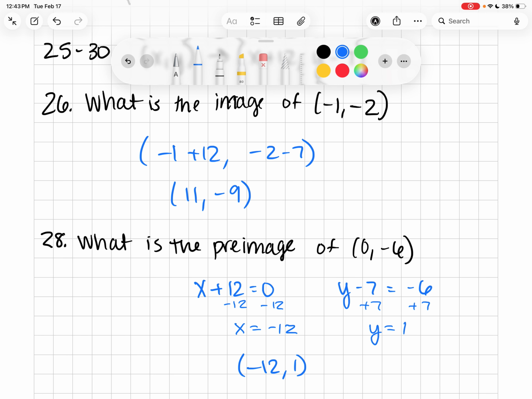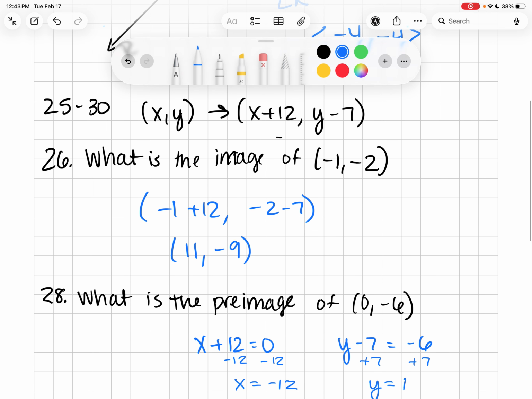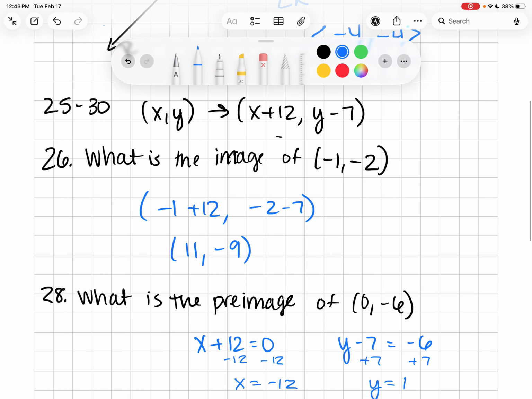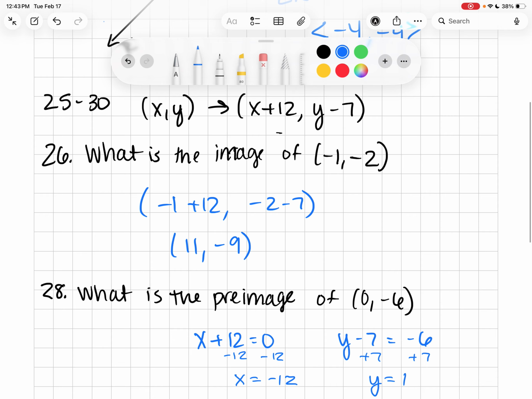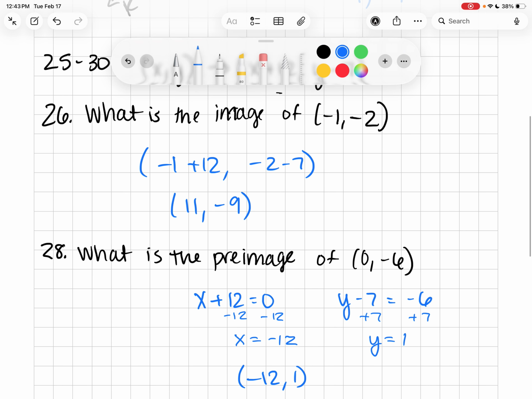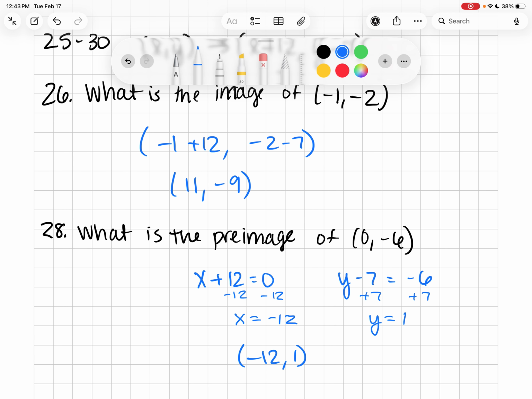Now, the other thing you can do is just change the sign. So it was x plus 12 and y minus 7. You could have just said x minus 12 and y plus 7, and that would have done the same thing for you, but this is technically the work for it.